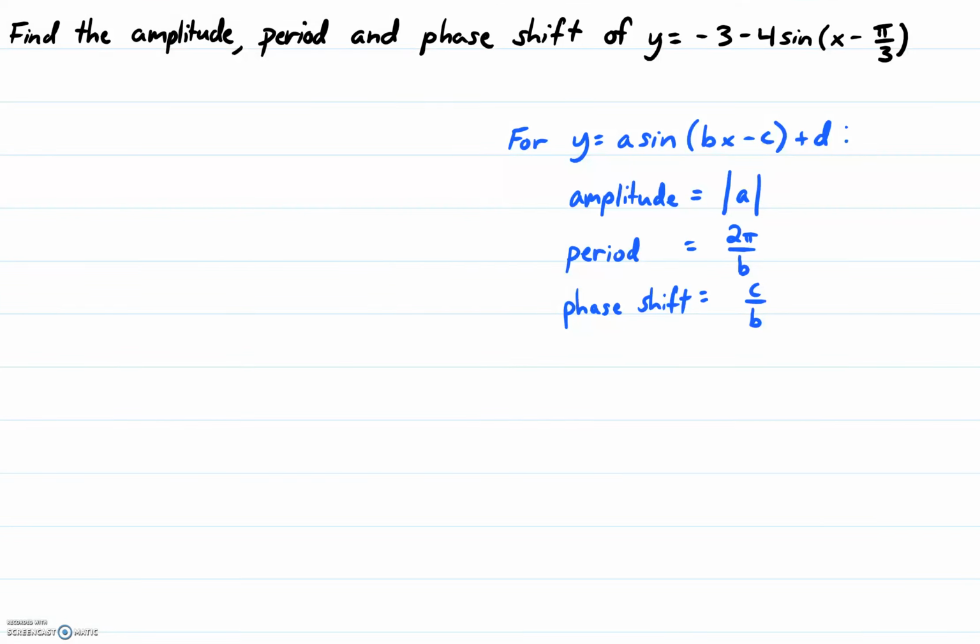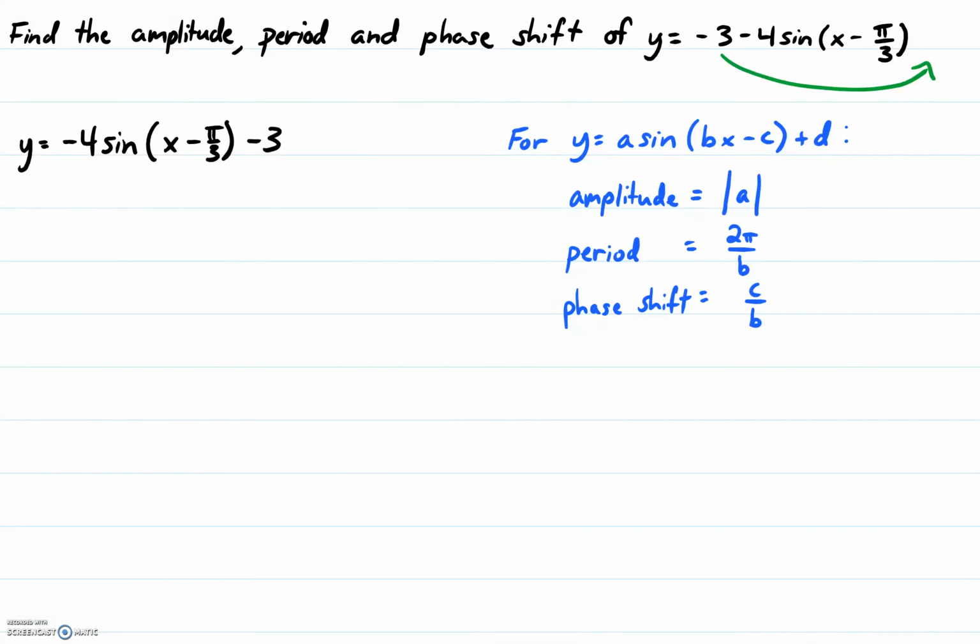And so that's going to be our first task, to rewrite this problem in the form that you see in blue. All that's really going to do is move the -3 to the right-hand side of everything else. So we're going to rewrite this as y is equal to -4 sine x minus pi over 3 minus 3. So all we did was move this -3 over to that side of our function.